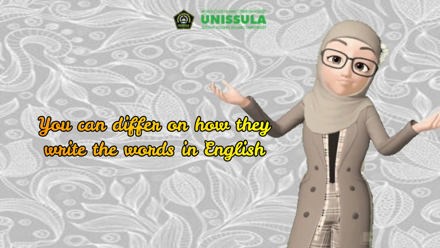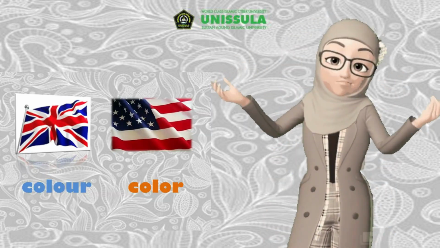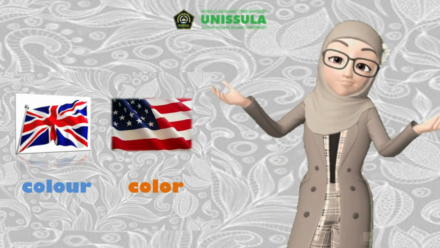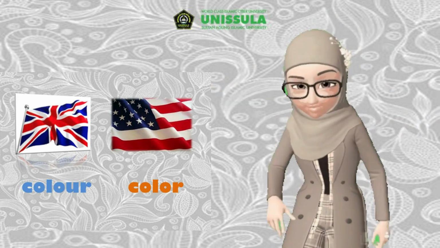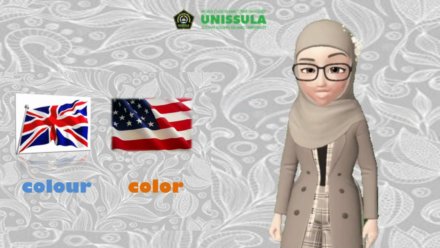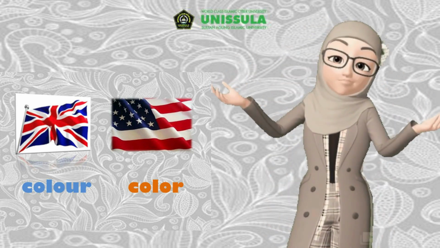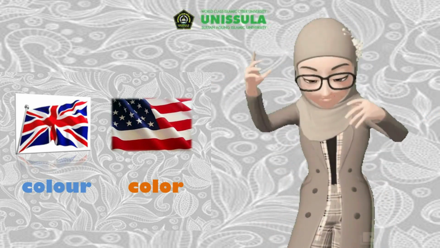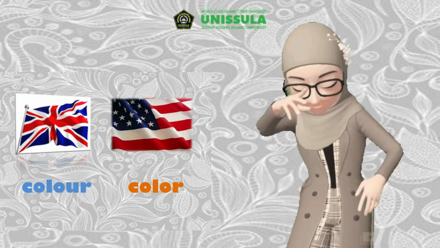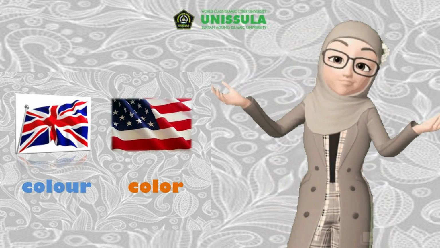In American English, the word color is spelled C-O-L-O-R. And in British English, the word color is spelled C-O-L-O-U-R. So the difference between both of them is in the written letters. So the spelling will be different.